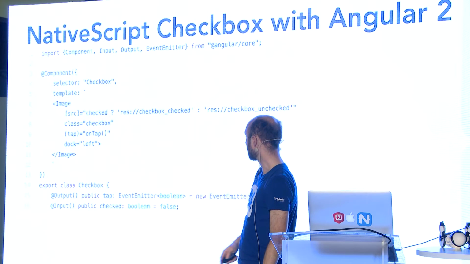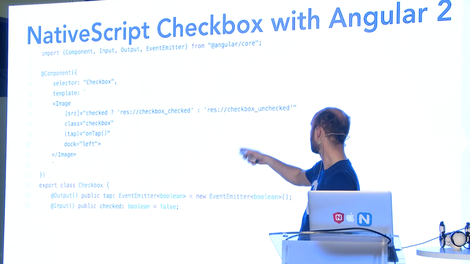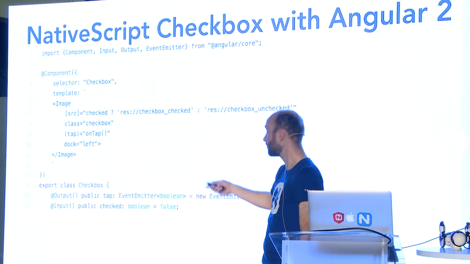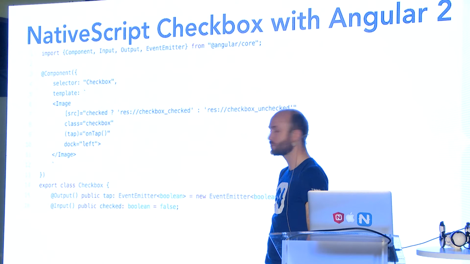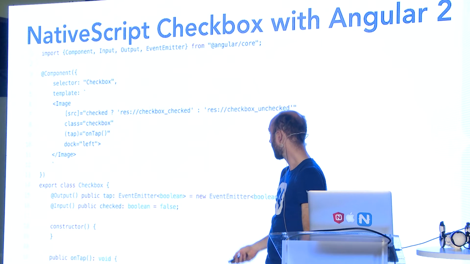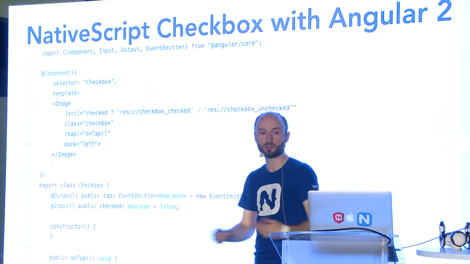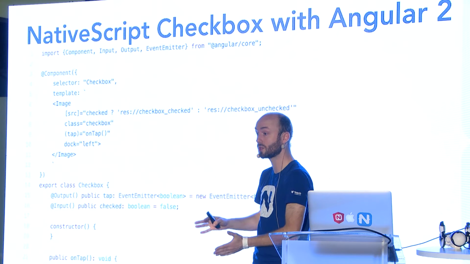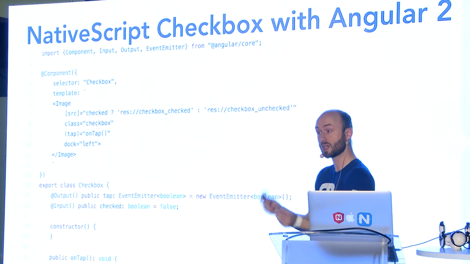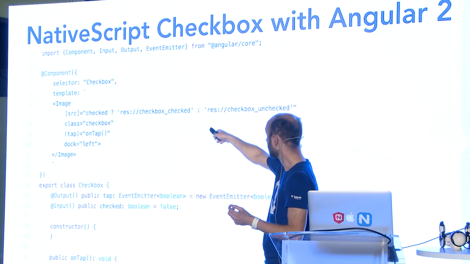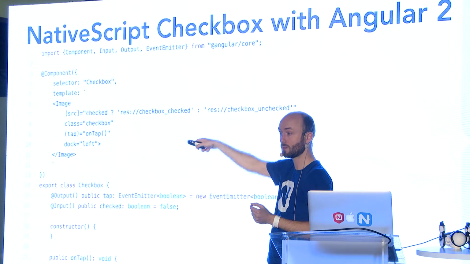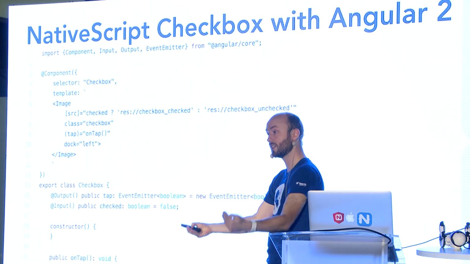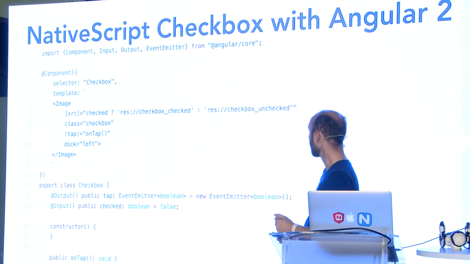Then we just added a class to the checkbox, and we have an event emitter for the tap event, and a checked property that we can bind to. And then just to complete that, we have an on-tap function, right? So this is just a standard Angular 2 component. The only thing that is particularly special about NativeScript is what goes inside the template, because the UI on mobile is slightly different from what you would have on the web.